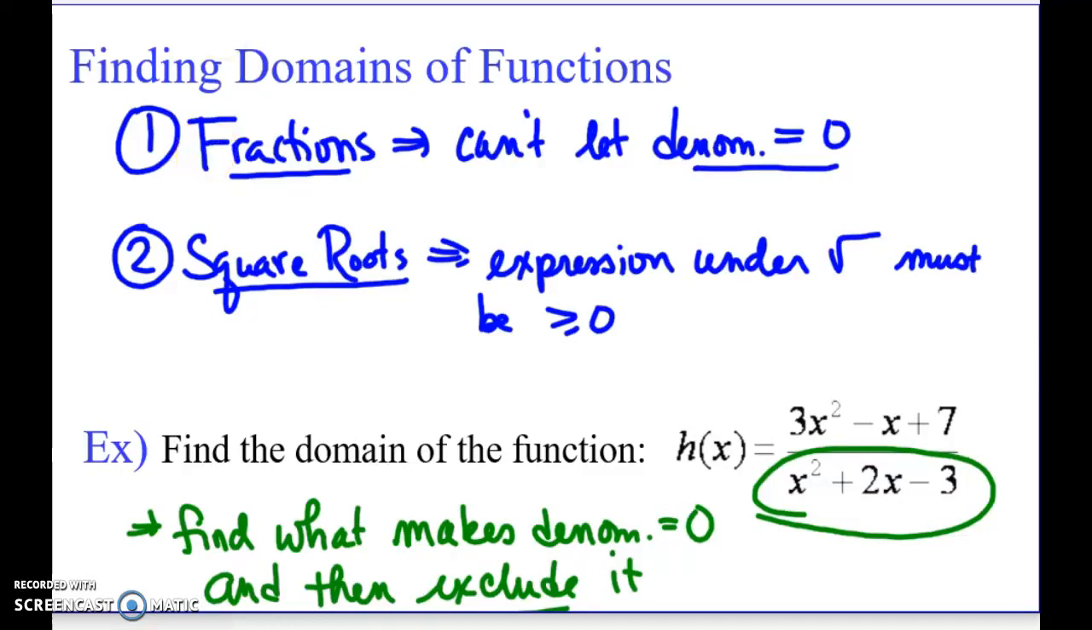Let's talk about finding domains of functions. We're going to do this two different ways: one way from an actual formula function and also visually from the graph. So let's talk about the formula version first.